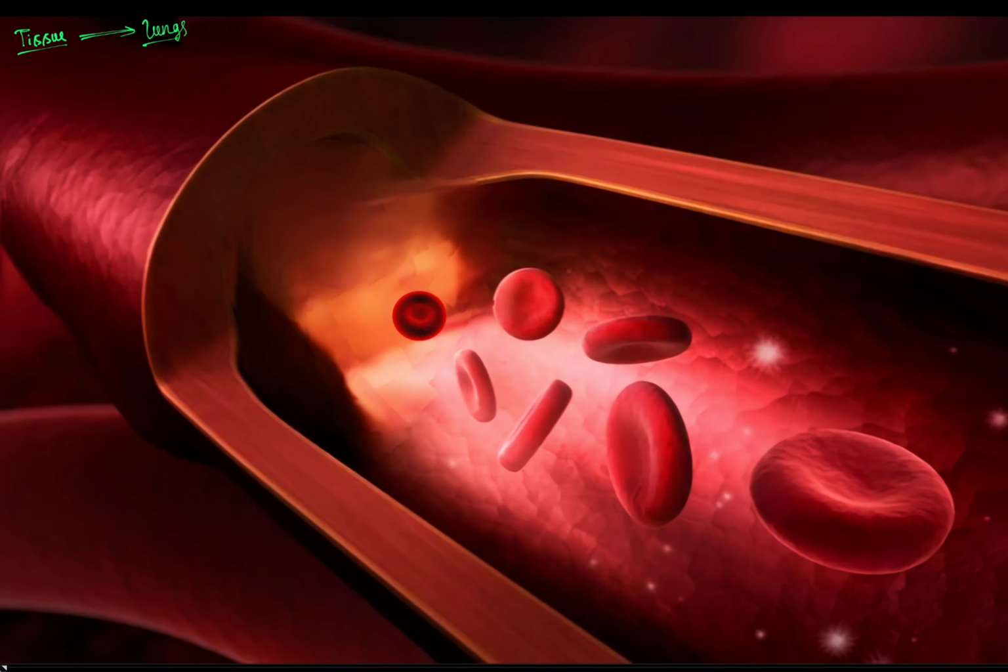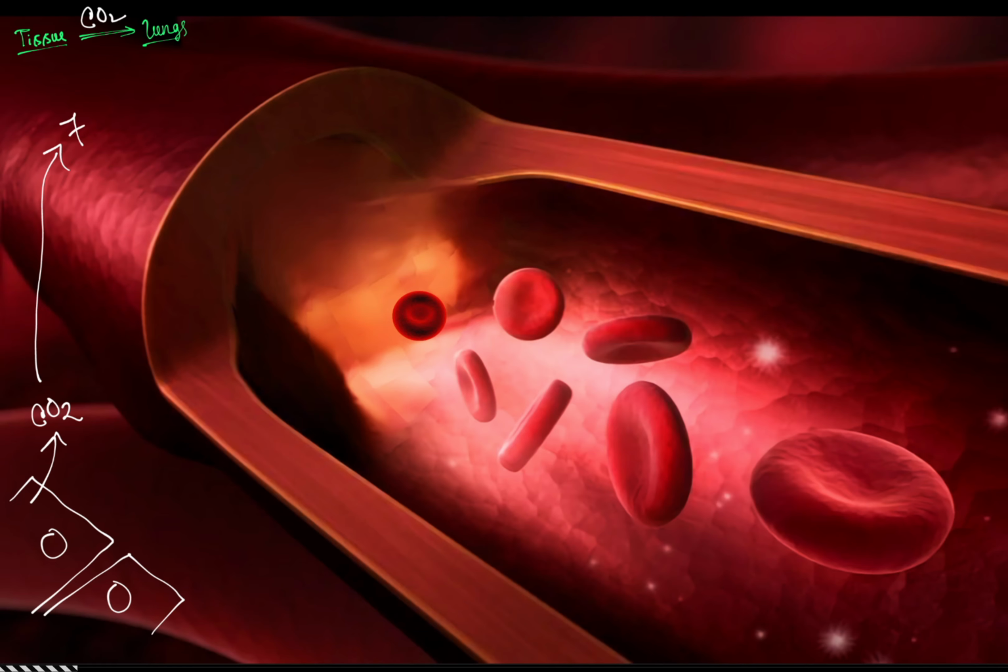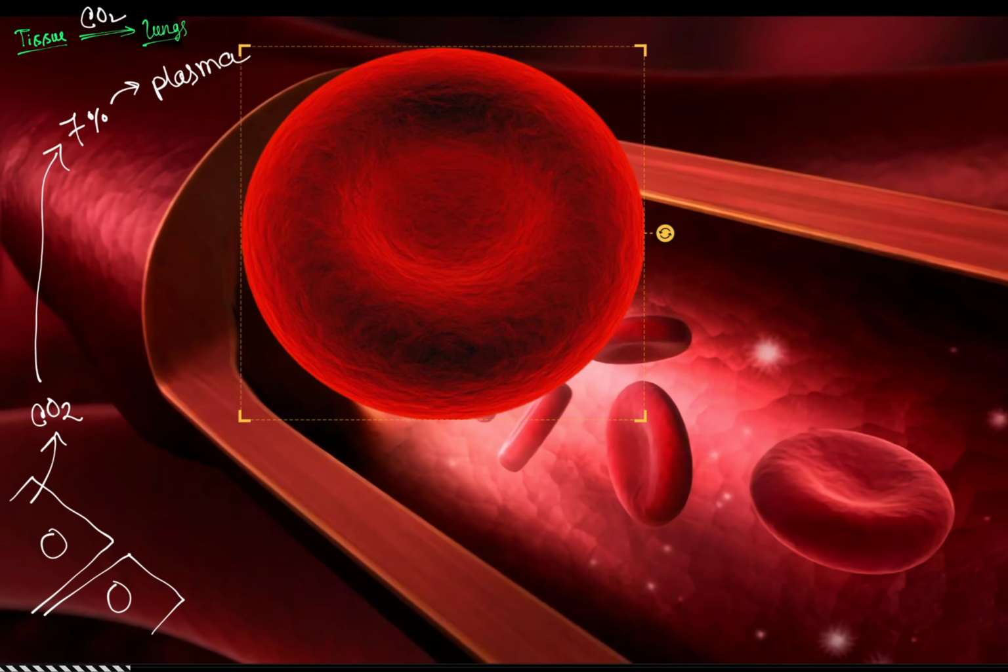Okay, our today's topic of discussion is how carbon dioxide is transported from tissue to lungs. To understand that, let's assume these are some tissue cells and this is a blood vessel you can see. Now carbon dioxide will come out from tissue and 7% of carbon dioxide will be transported by plasma and the left 93% will be transported by RBC. Now let's take a closer look at the RBC so that we can write down all the mechanism related to it.